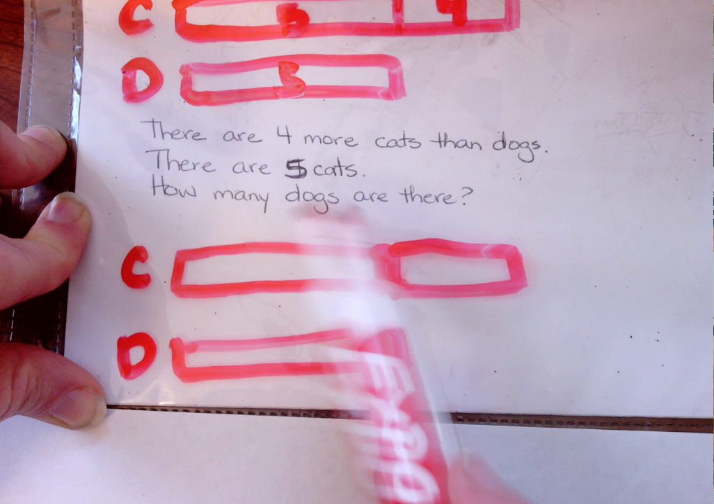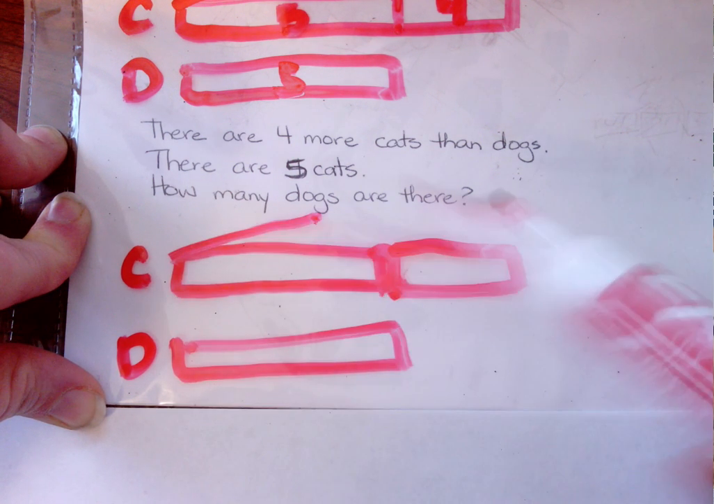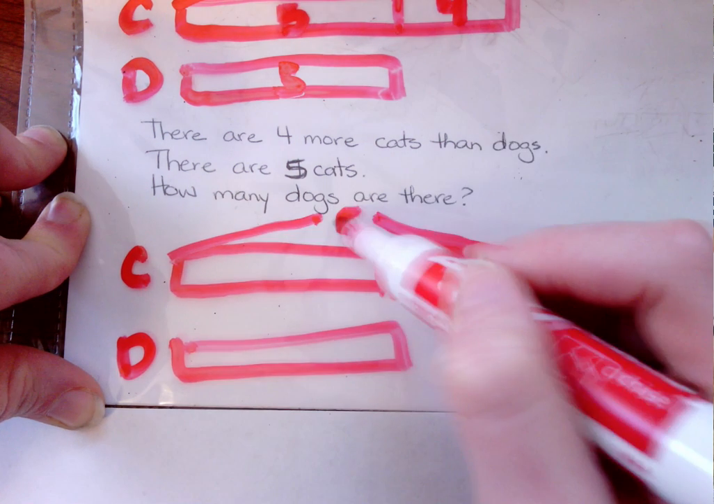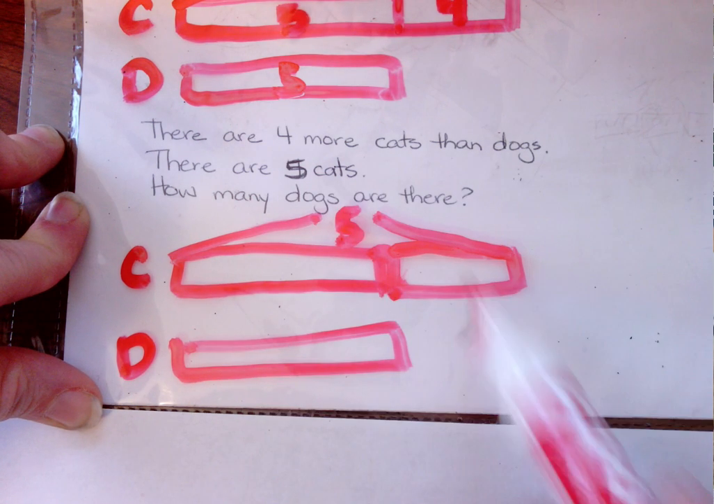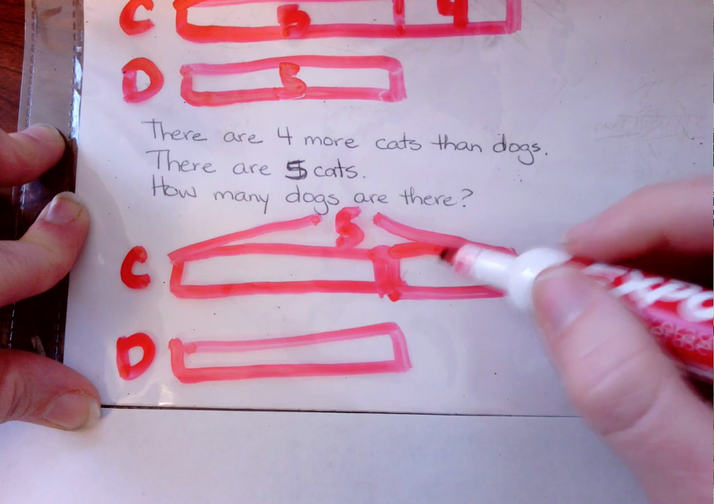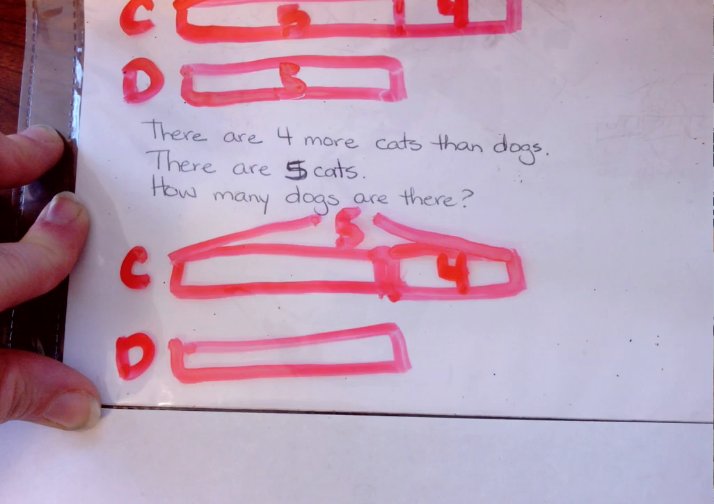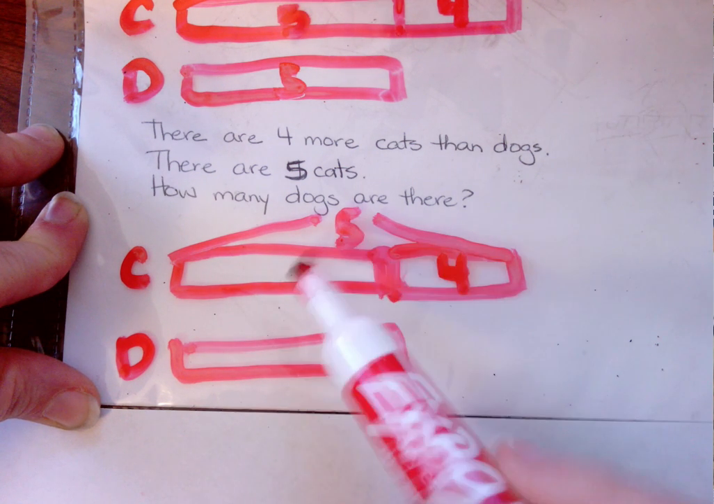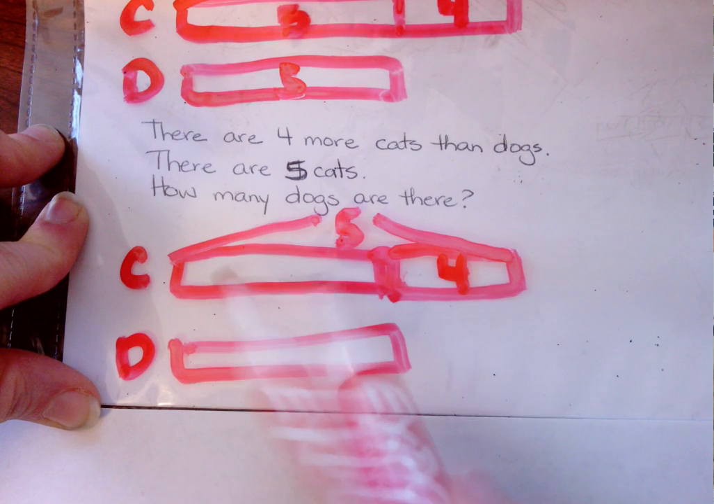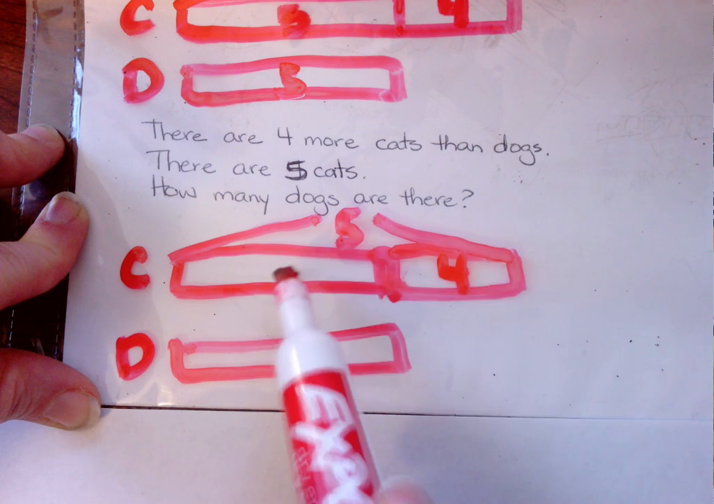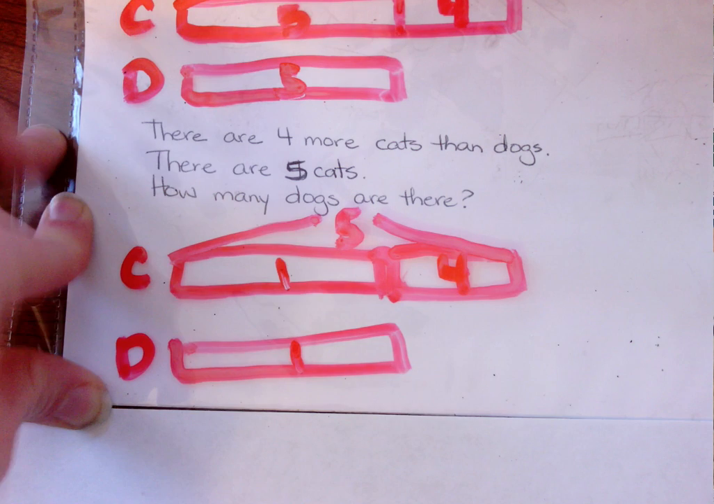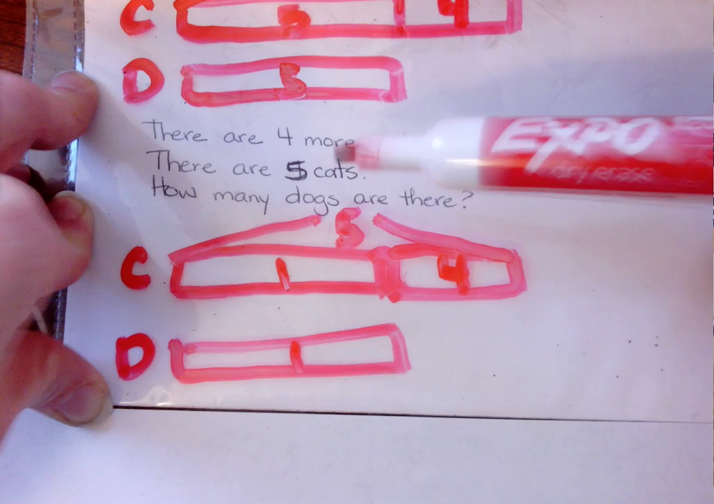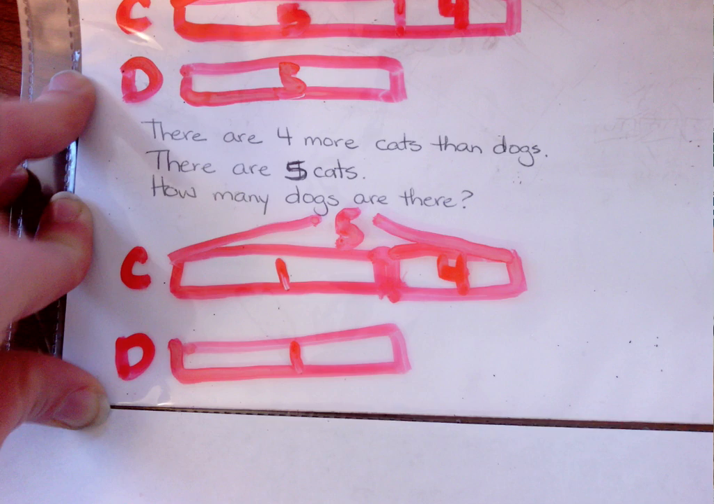There are 5 cats. Oh, I know the total number of cats. There are 4 more cats than dogs. My more section of the tape is going to be 4. So how many dogs are there? Well, now I can look and see. To find this part of the cat tape, I'm going to have to subtract to find this part, so it would be 1. So there is only 1 dog. I would actually subtract, in this case, 4 from 5 to get the answer.